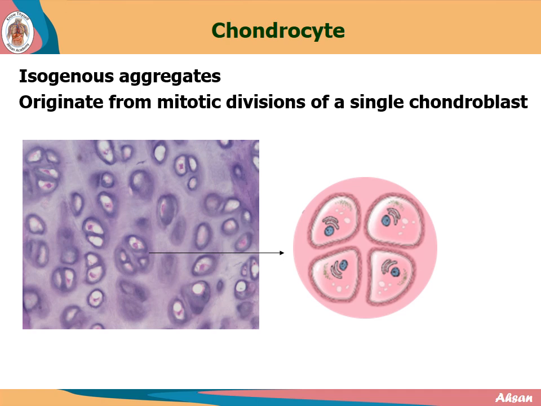Initially the cells were spindle shaped, but because of the pressure of the cells, the lacuna becomes almost rounded or oval. So the contact surfaces of the cells become flat, but the peripheral surface of the cells remains a bit rounded.